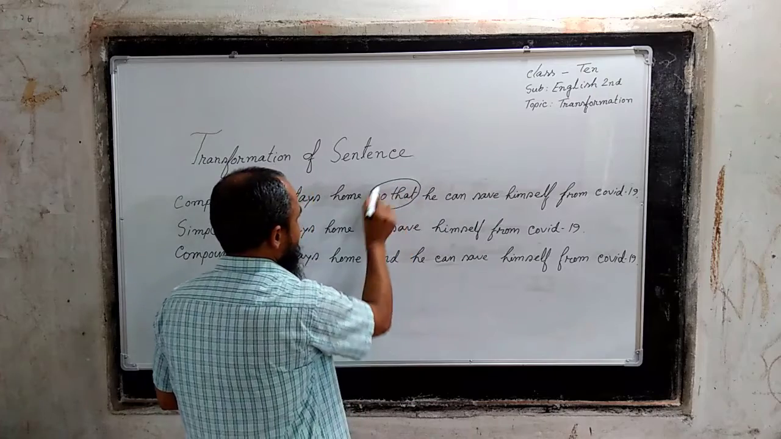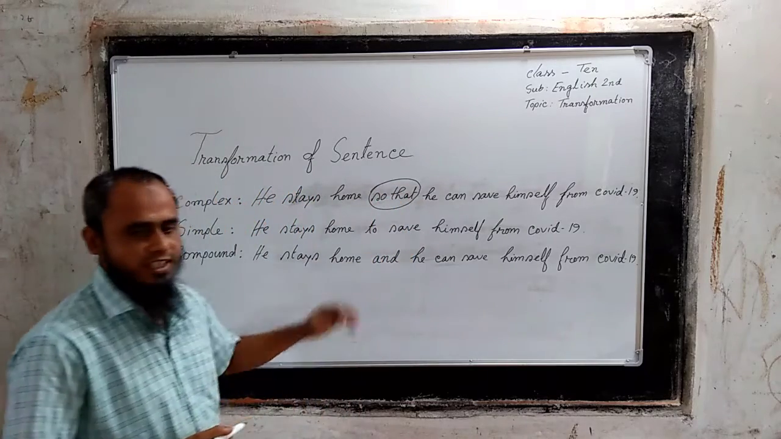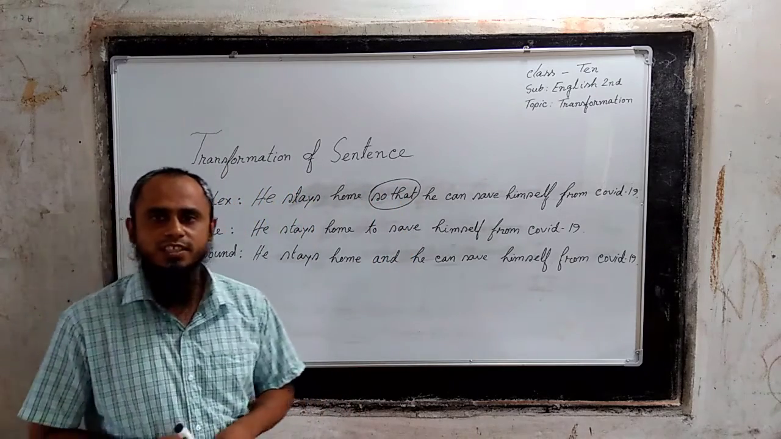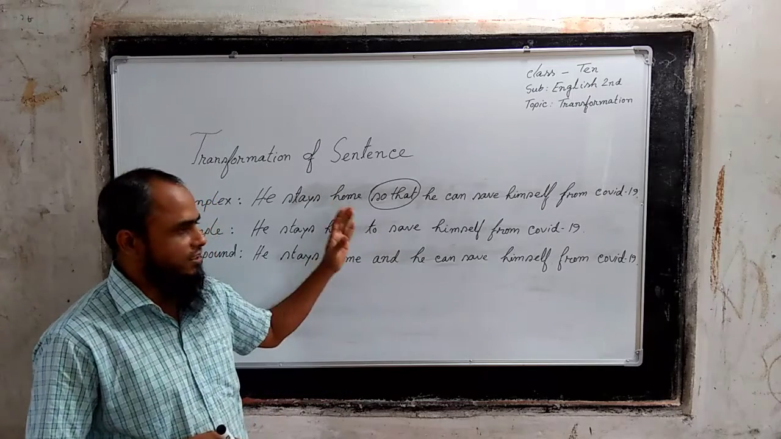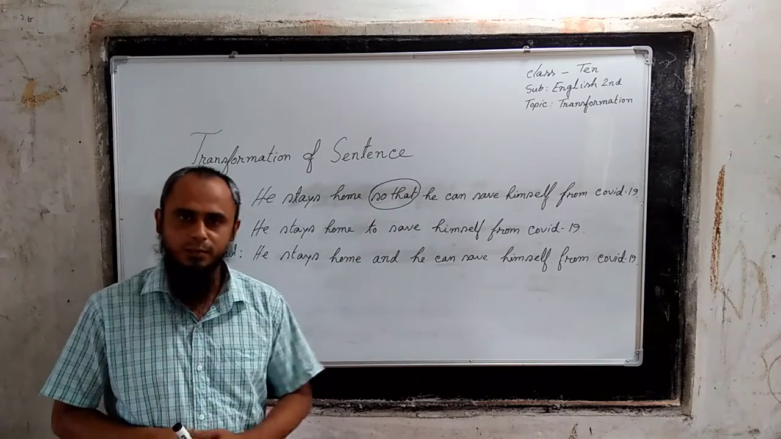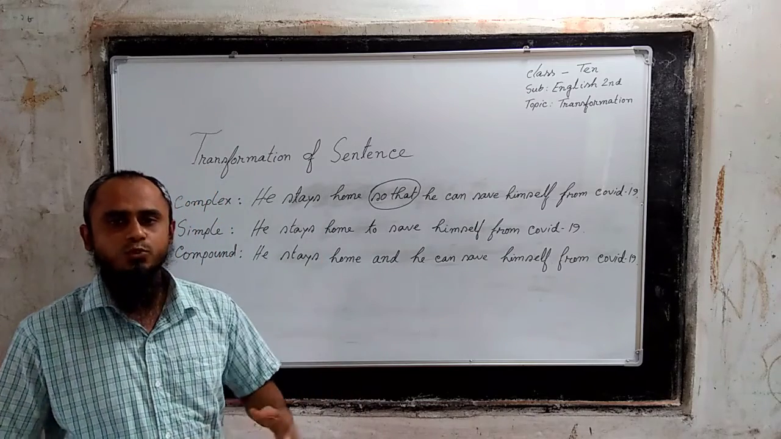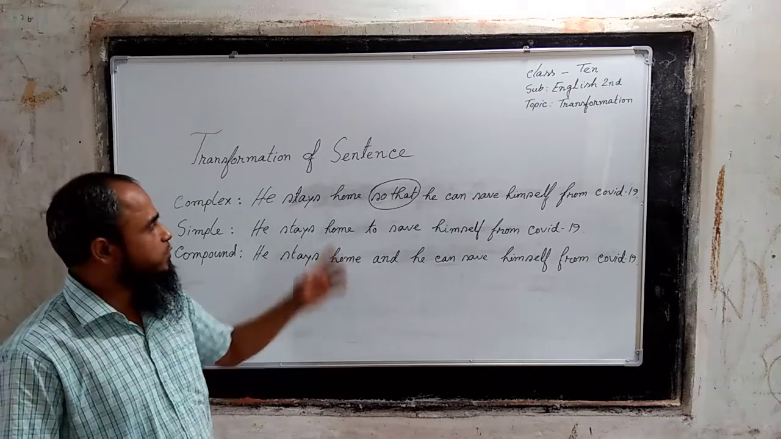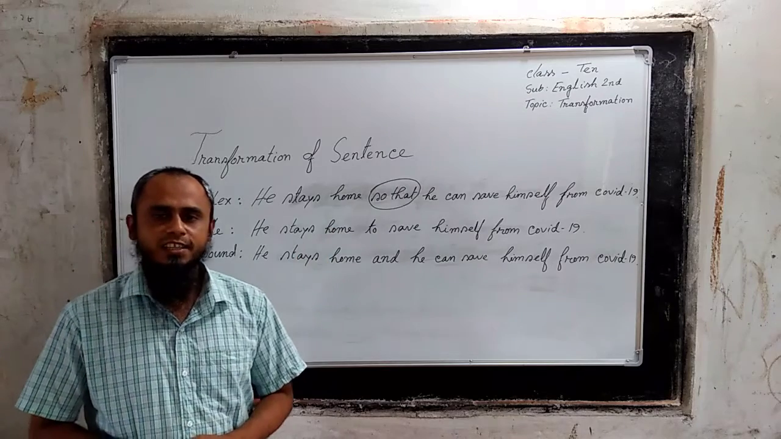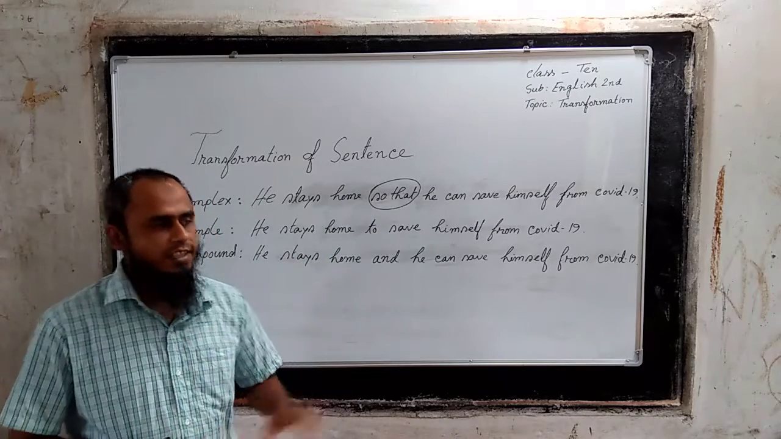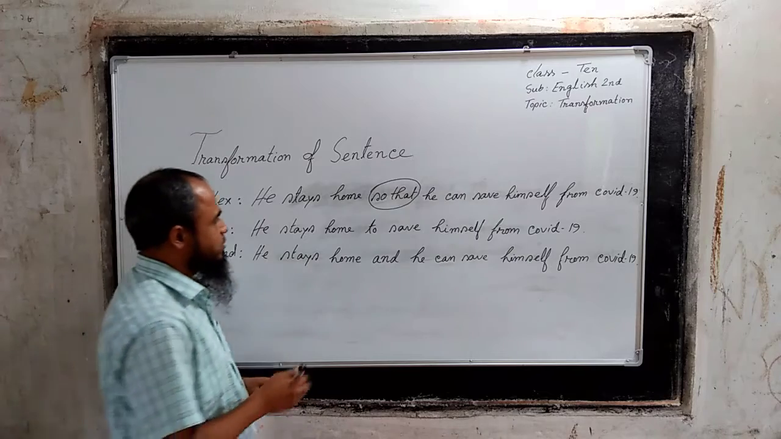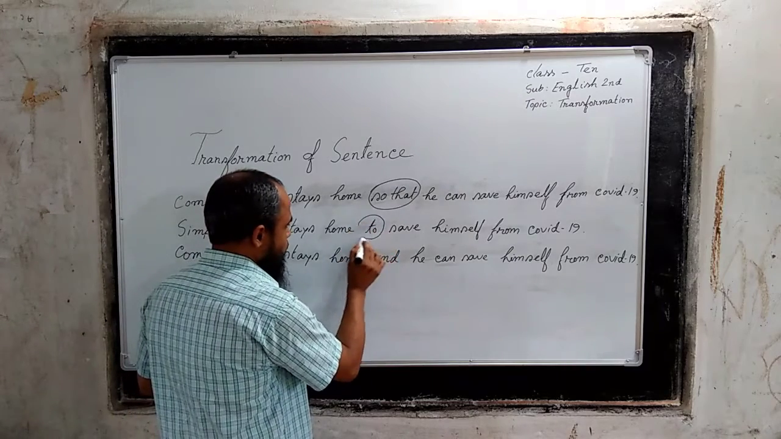If "so that" is used together, that means it is a different structure from the previous one. At the beginning there is "so", then an adjective or adverb, and after that "that". But here "so that" will be used together. If "so that" is used together and you have to follow these rules, then here you will use only "to".